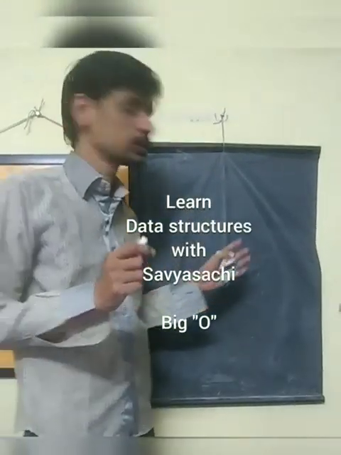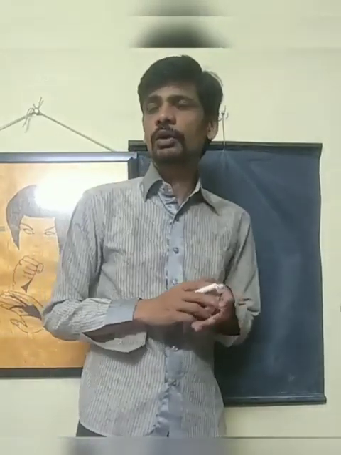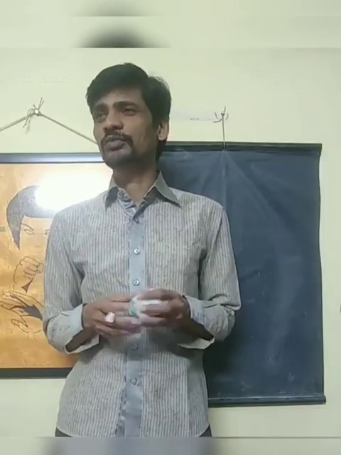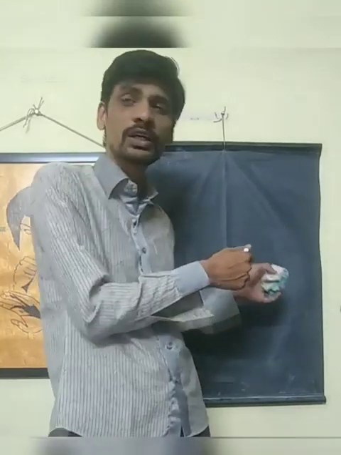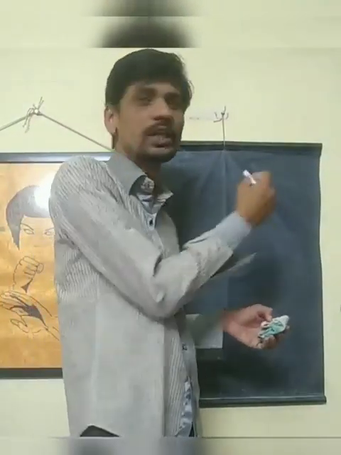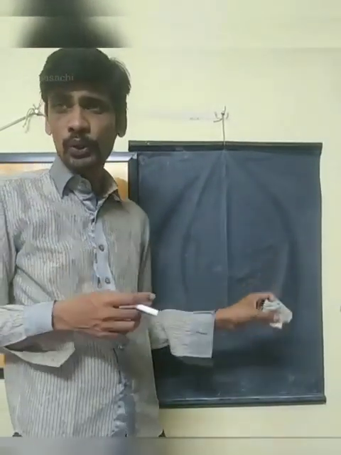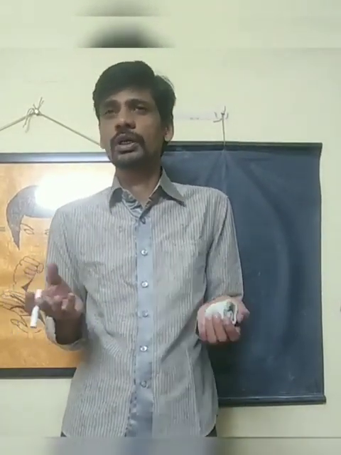Asymptotic notations. Okay, asymptotic notations. So in our previous class we learned about what is meant by asymptotic, the definition of asymptotic and how to find the horizontal and vertical asymptotic lines for a given function. Now we will try to understand what is meant by asymptotic notations in computers, data structures and algorithms.